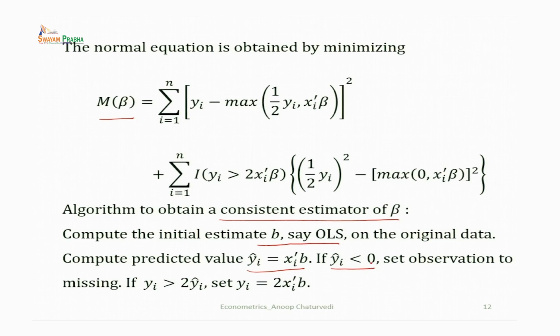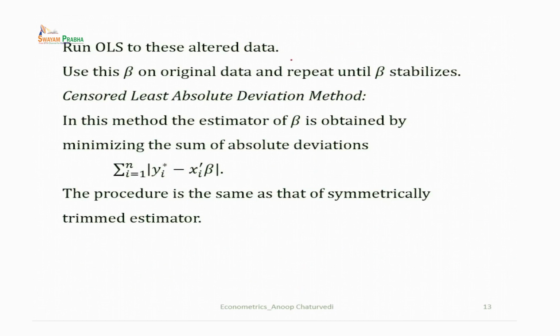So if y_i hat is less than 0, we set the observation as missing, that is, we set it equal to 0. And for y_i greater than twice y_i hat, we set y_i equal to twice x_i transpose b. Then we run OLS on these altered data after doing the trimming. Again, you get an estimator of beta. Then use this beta on the original data and repeat until beta stabilizes. So instead of the OLS estimator, now we use the estimator of beta obtained in this first iteration. Again, we repeat this procedure, and ultimately we stop when the procedure stabilizes.